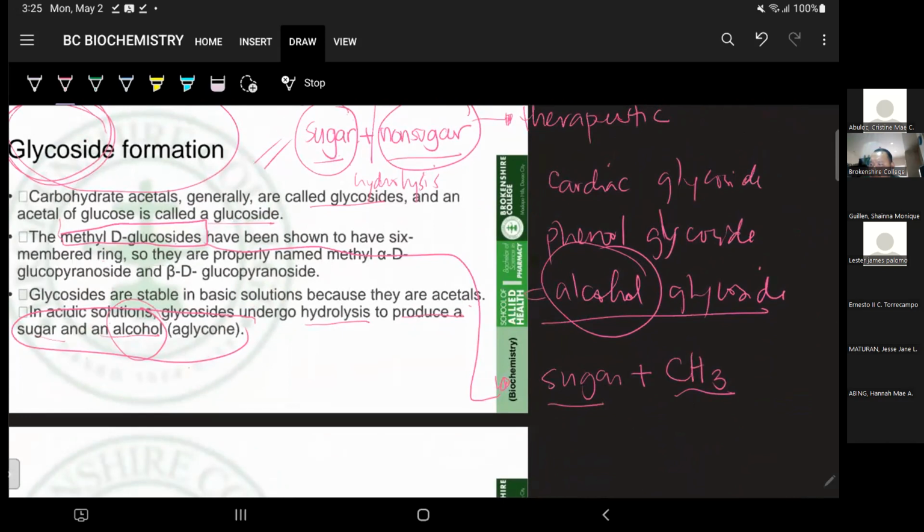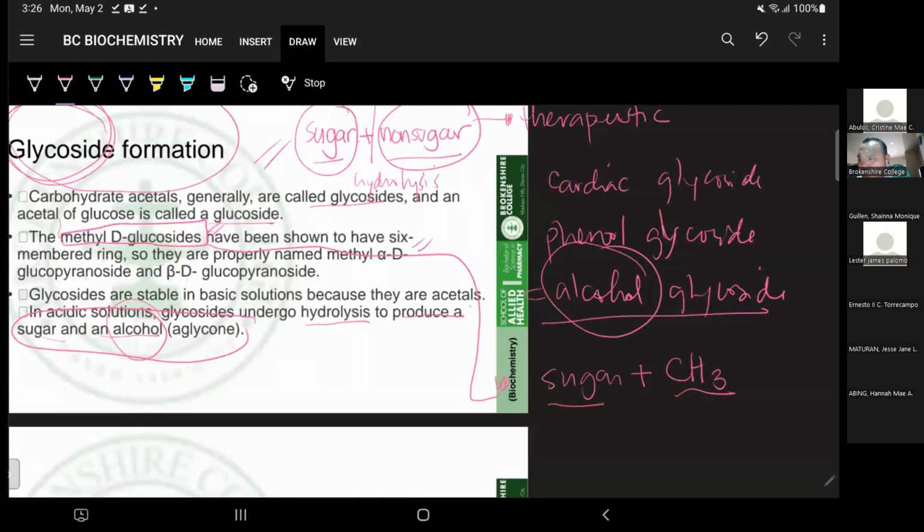Methyl D-glucosides. Then meron din tayo, of course, if it is in a six-membered ring structure, it is pyranoside na ang tawag. Di na siya glucoside. But again, similar pa rin yung ibig sabihin dito. Si methyl D-glucoside tsaka si methyl alpha-glucopyranoside. Okay? Do you follow, students? Si methyl D-glucoside tsaka itong alpha-D-glucopyranoside and beta-D-glucopyranoside.